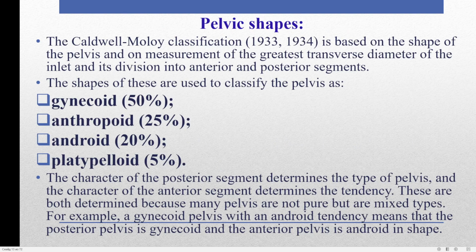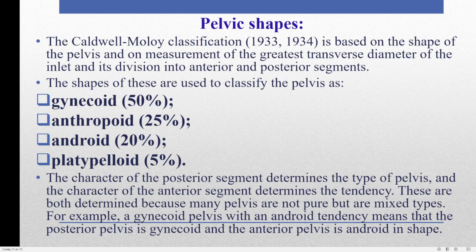Now we will discuss the shapes of the pelvis. Today we present 4 types of pelvis: gynecoid, which is the first with 50% of cases, anthropoid 25% of cases, android 20% of cases, and platypelloid 5% of cases.